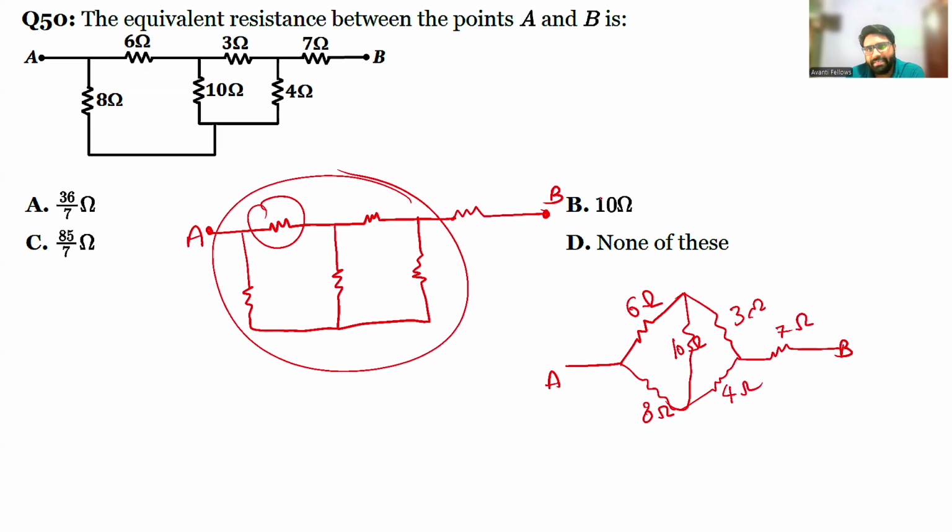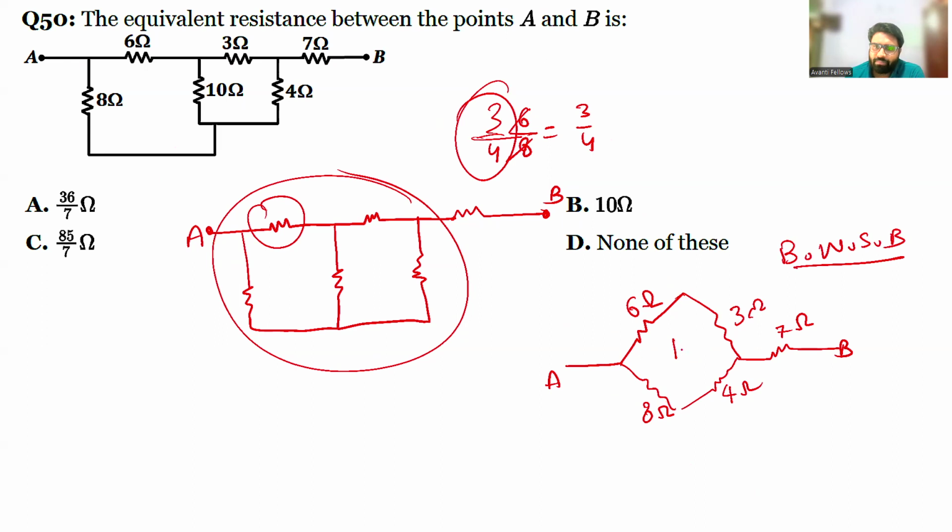So for a balanced Wheatstone bridge, what will you see? First of all, you have to check the ratio of the diagonal resistors. The ratio of 6 by 8 is equal to the ratio of 3 by 4. Two 3s are 6, two 4s are 8, so both ratios are the same. So we can say this is the condition for a balanced Wheatstone bridge. In a balanced Wheatstone bridge, this middle branch will vanish. There will be no current in this middle branch.